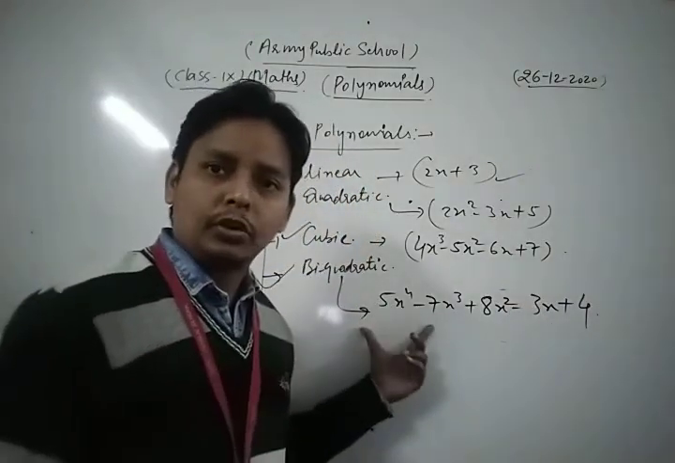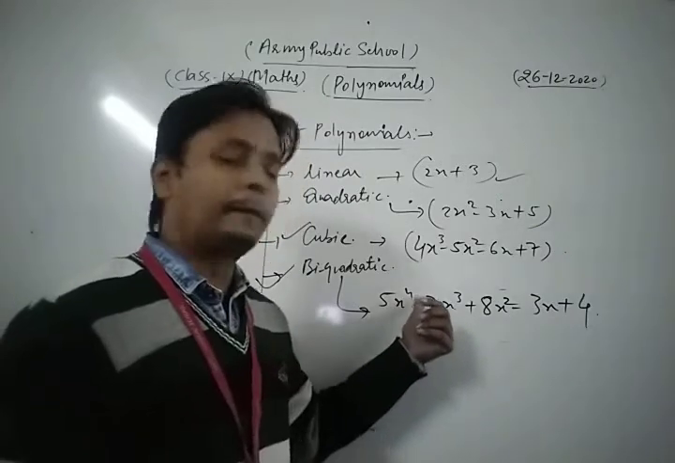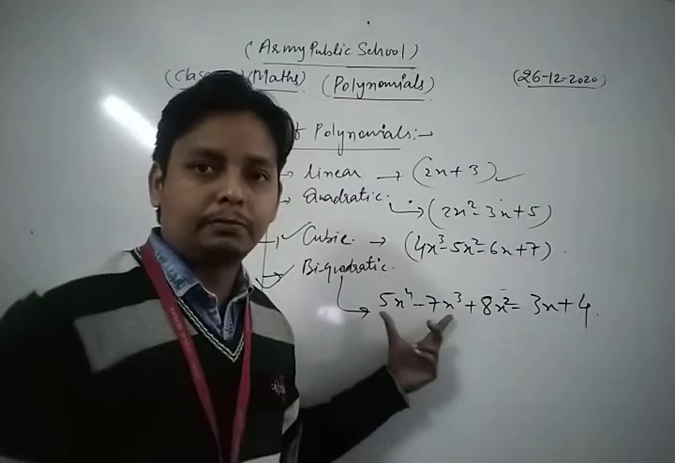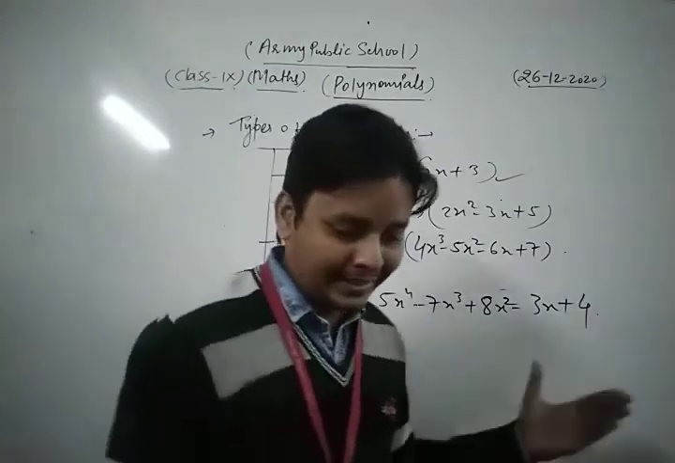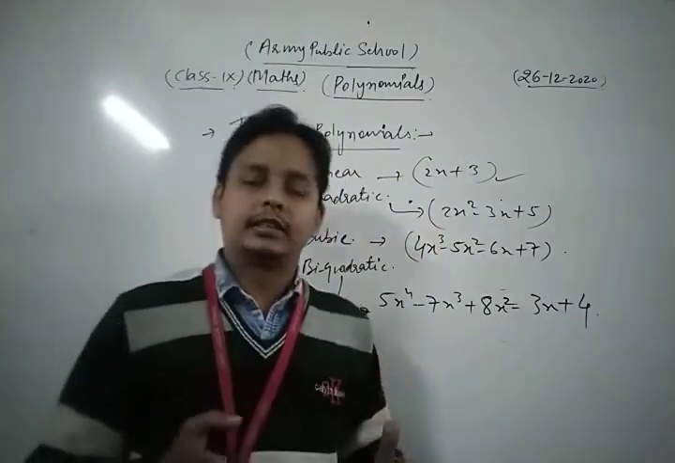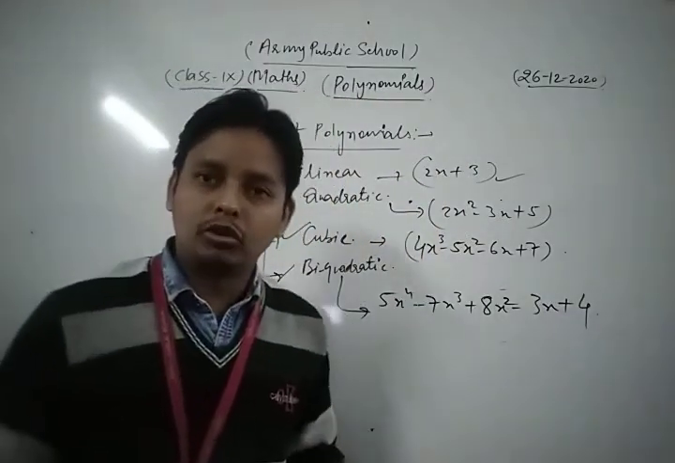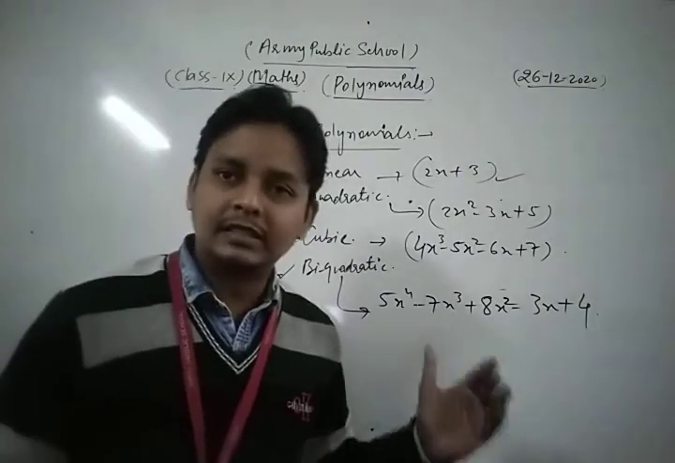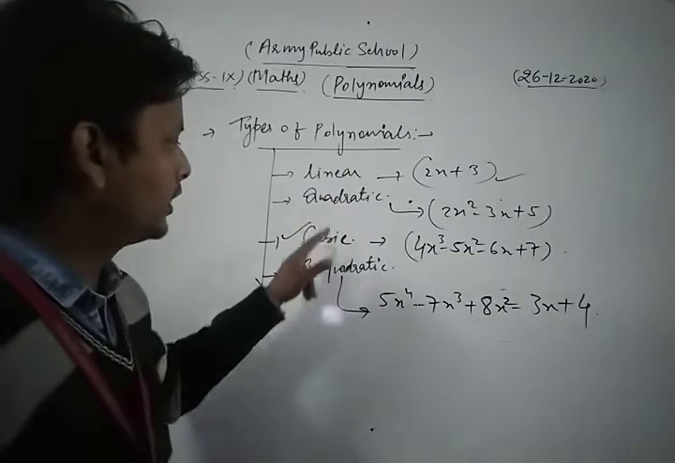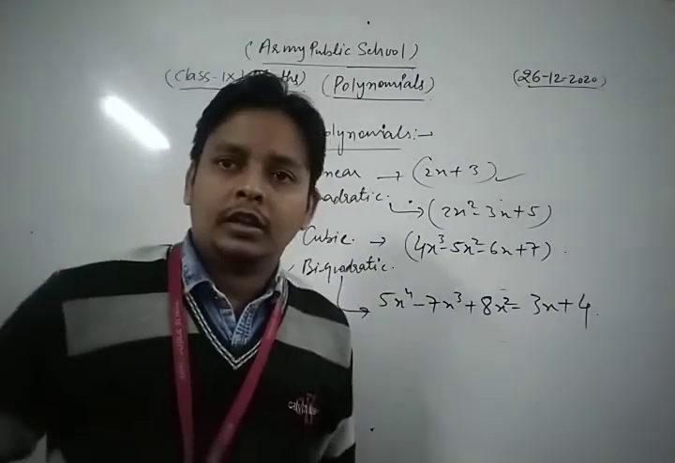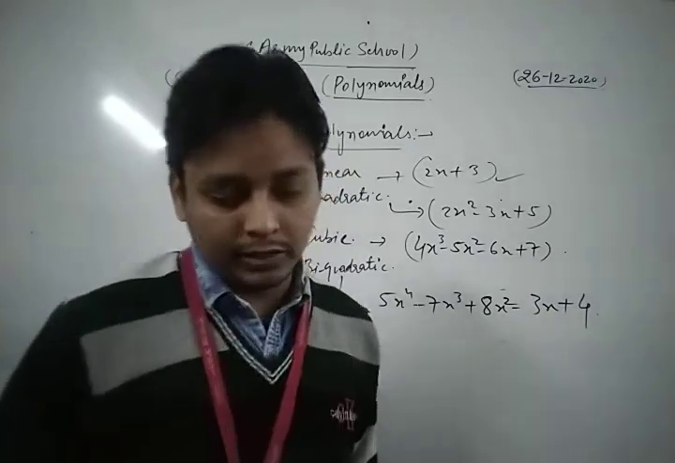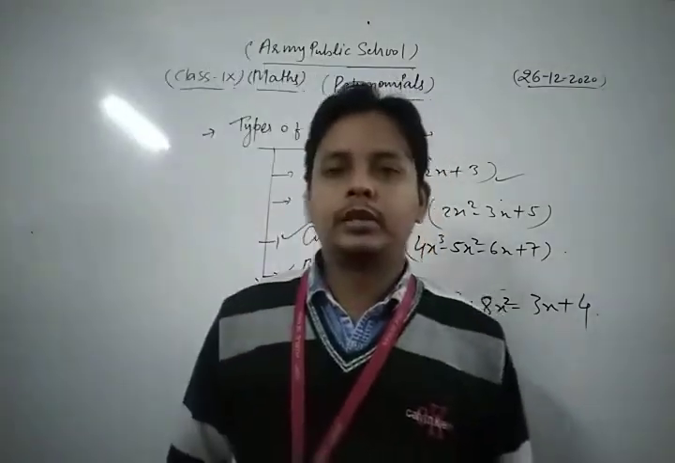In that polynomial, the highest power of the variable is 4. Then it is said to be a biquadratic polynomial. Thus, dear students, we categorize polynomials on the basis of their degree into 4 types: linear, quadratic, cubic, and biquadratic polynomial.